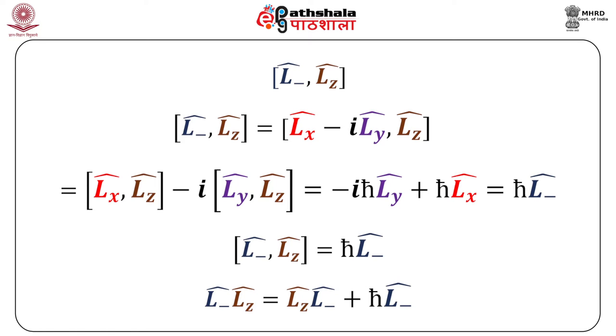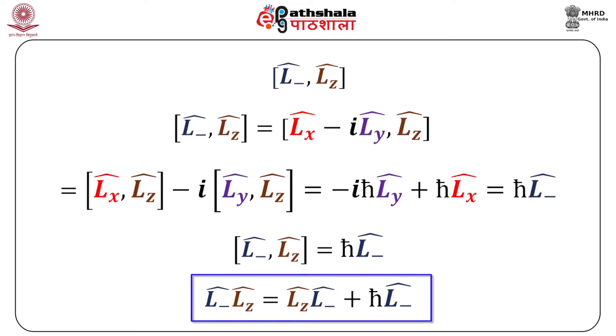With this, we now move to the second commutation relation, between L minus and Lz. Substituting the value of the L minus operator, we get the expression [Lx minus i Ly, Lz]. Now, this commutation relation on simplification gives minus i h cross Ly plus h cross Lx, which is equal to h cross L minus. That means the commutator of L minus and Lz is h cross L minus. Again, simplifying the expression gives us the equation L minus Lz equals Lz L minus plus h cross L minus.